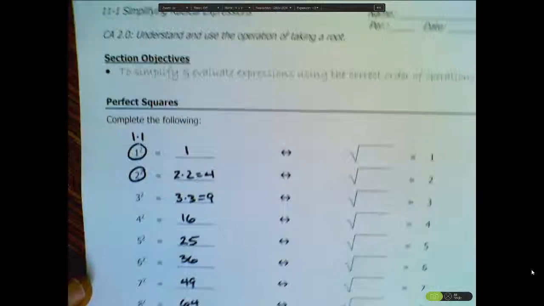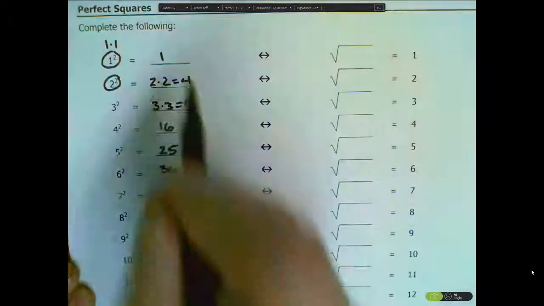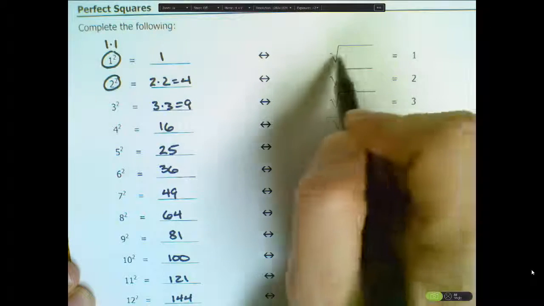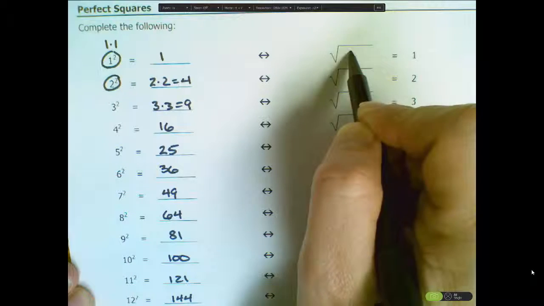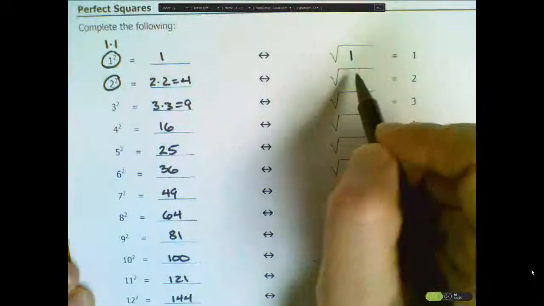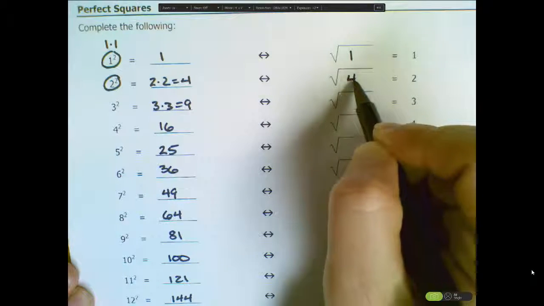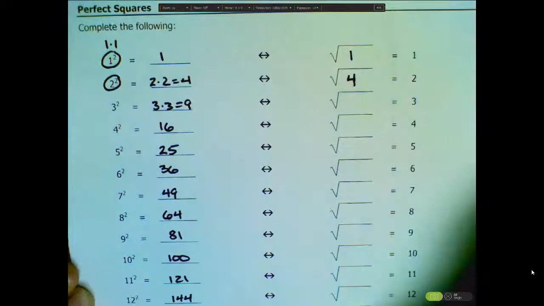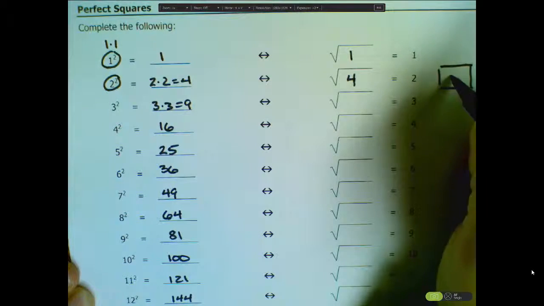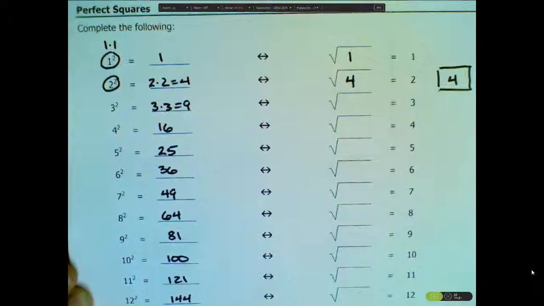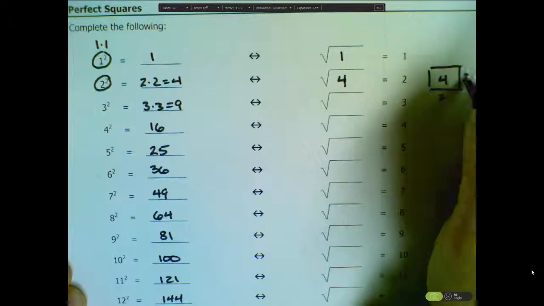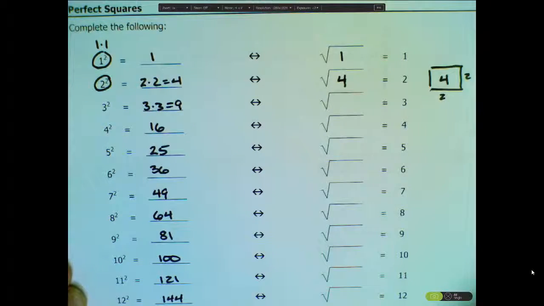Okay. So what coincides with that is once you understand what the value of the square is, you can then take the square root. So we would say that the root of a square with an area of 1 is 1. The root of a square with an area of 4 is 2. And what they mean by that is if you were to take a look at a square, and this square has an area of 4, what are the dimensions of each side? So each side here would have to be 2. 2 times 2 gives us the area of 4.